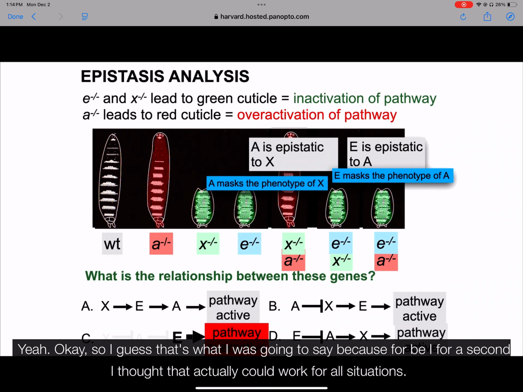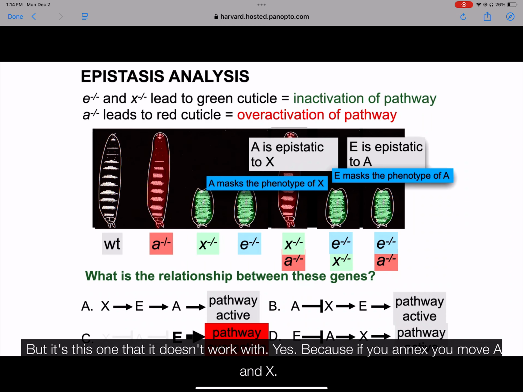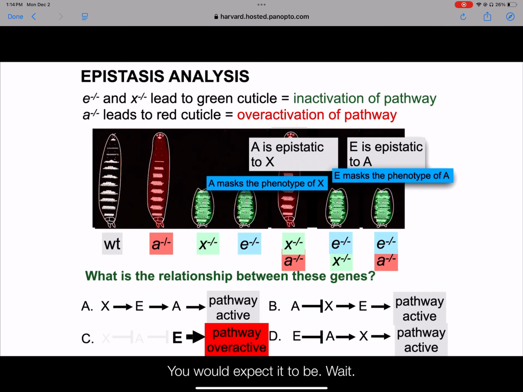Okay, so I guess that kind of answers what I was going to say, because for B, for a second I thought that it actually could work with all situations, but it's this one that it doesn't work with. Because if you remove A and X, you would expect it to be, oh wait, no, it still works. I'm a little confused why it doesn't work with B now.